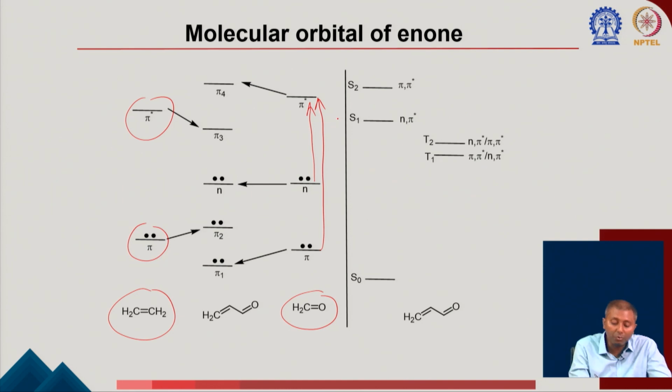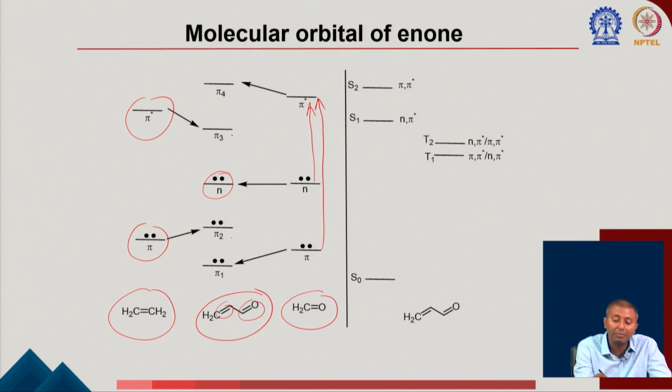But now we come to enone. So enone is a mixture of the double bond and the carbonyl compound. So what you are going to see here is not only one pi bond, there are two pi bonds. One is from the double bond and one is from the carbonyl. So there will be a pi 1, pi 2, and then there is a non-bonding electron.